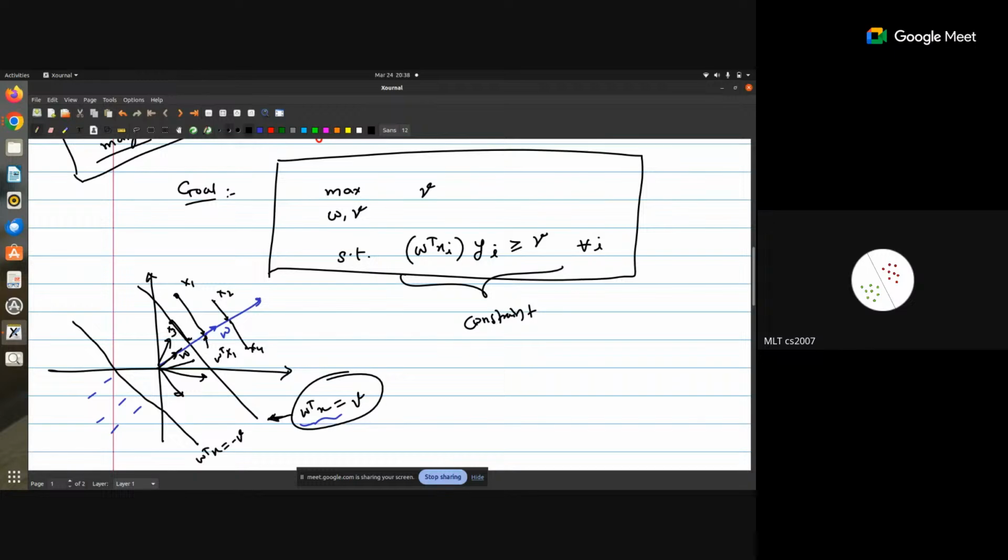W transpose x equal to gamma, and we should throw away other points. Definitely, that is the correct problem to solve, and that is what we are trying to achieve here. The only thing is, which one gives me the smallest projection? Like let's say W transpose x1, which one gives me that smallest projection such that the margin should be as high as possible, right?